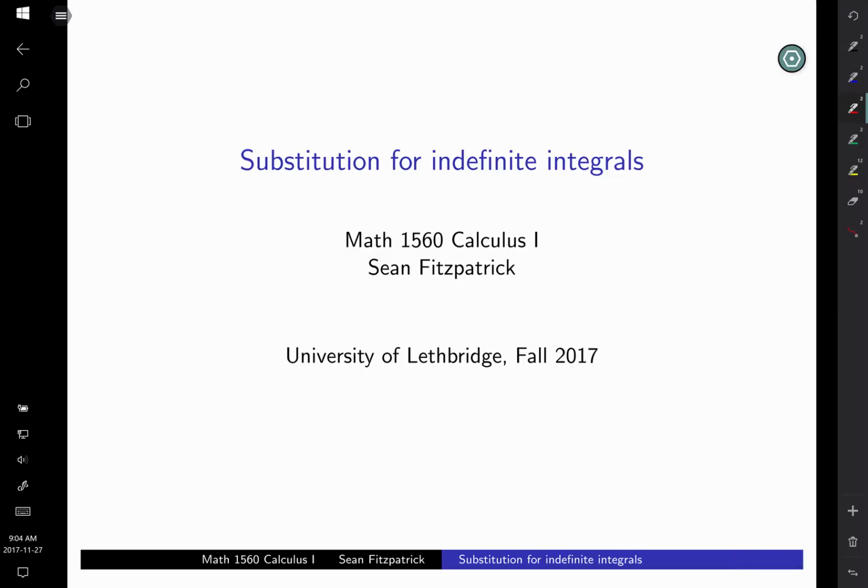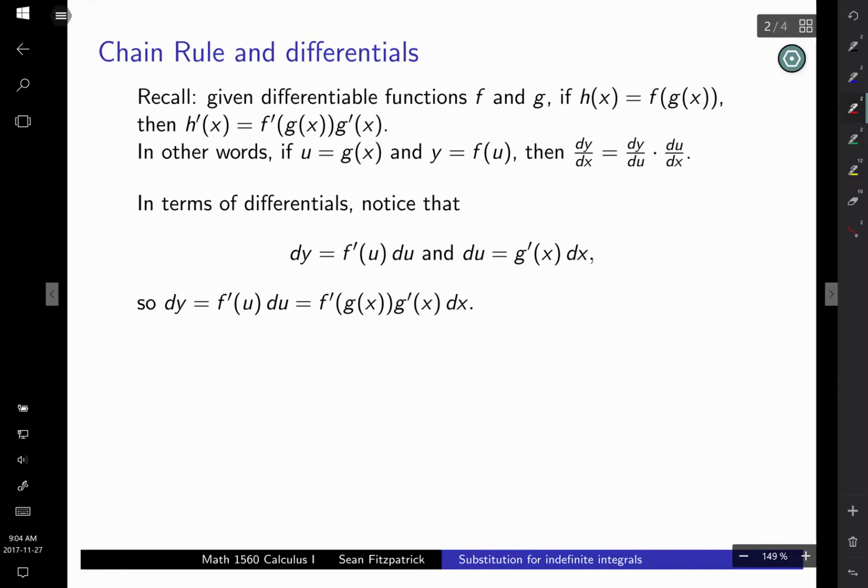Okay, in this next video for Math 1560 Calculus 1 at U of L for fall 2017, we're going to look at the method of substitution for indefinite integrals. Now for indefinite integrals, meaning simply antiderivatives, substitution is nothing more than the reverse of the chain rule.